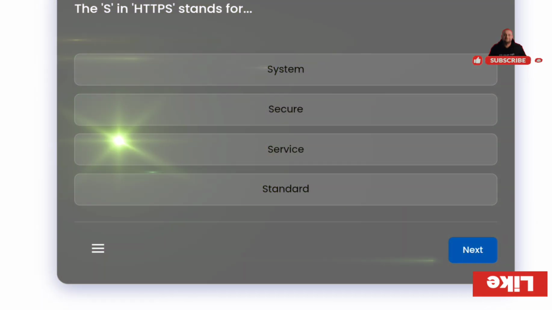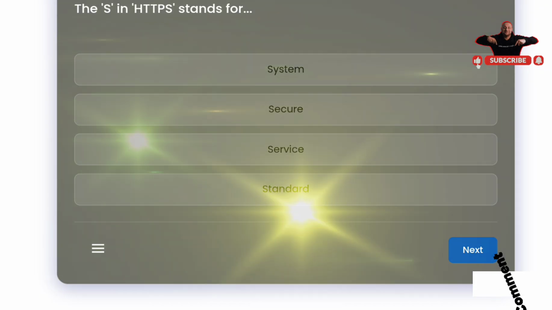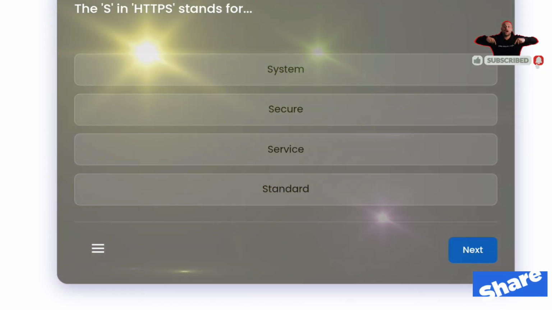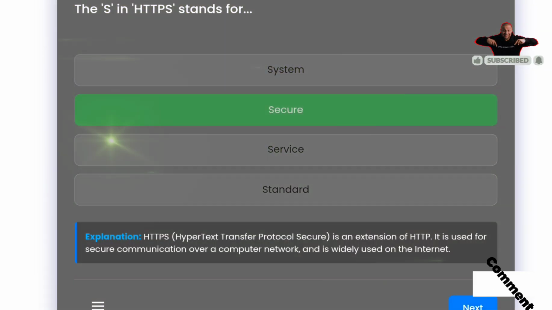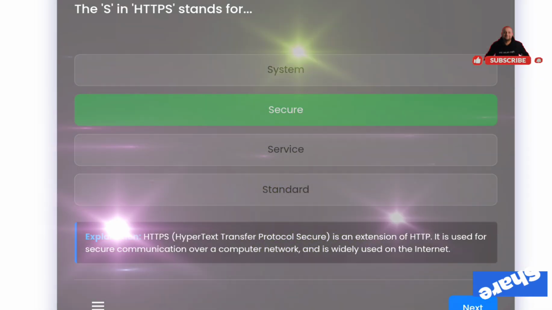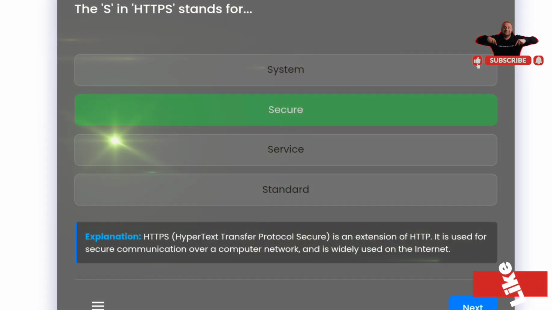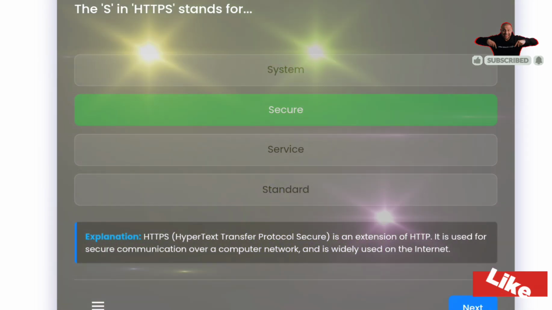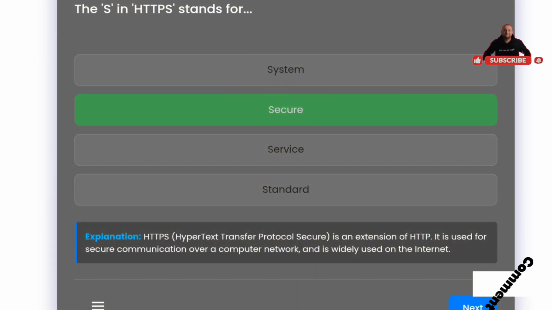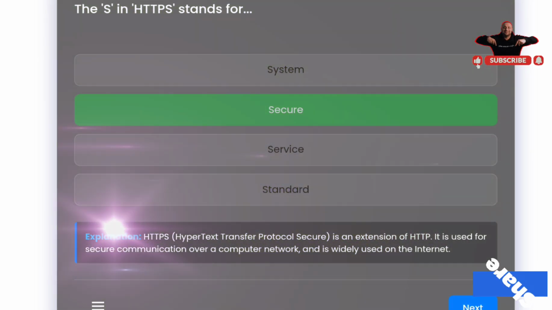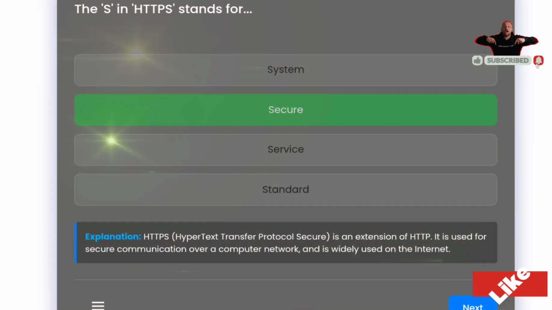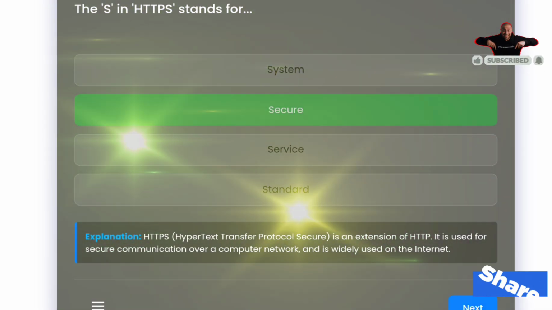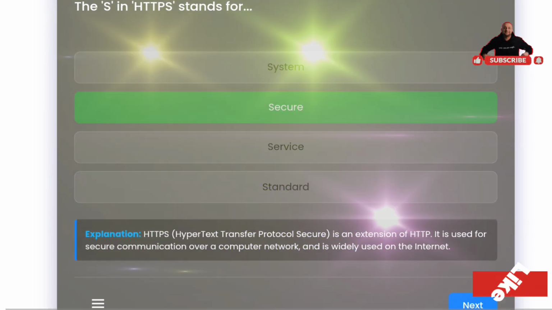The S is HTTPS. HTTPS का मतलब तो S क्या होता है? सिक्योर होता है. मतलब HTTP का मतलब क्या है? हाइपरटेक्स्ट ट्रांसफर प्रोटोकॉल. सिक्योर. H for hyper, T for text और T for transfer, P for protocol और S for secure. Okay.